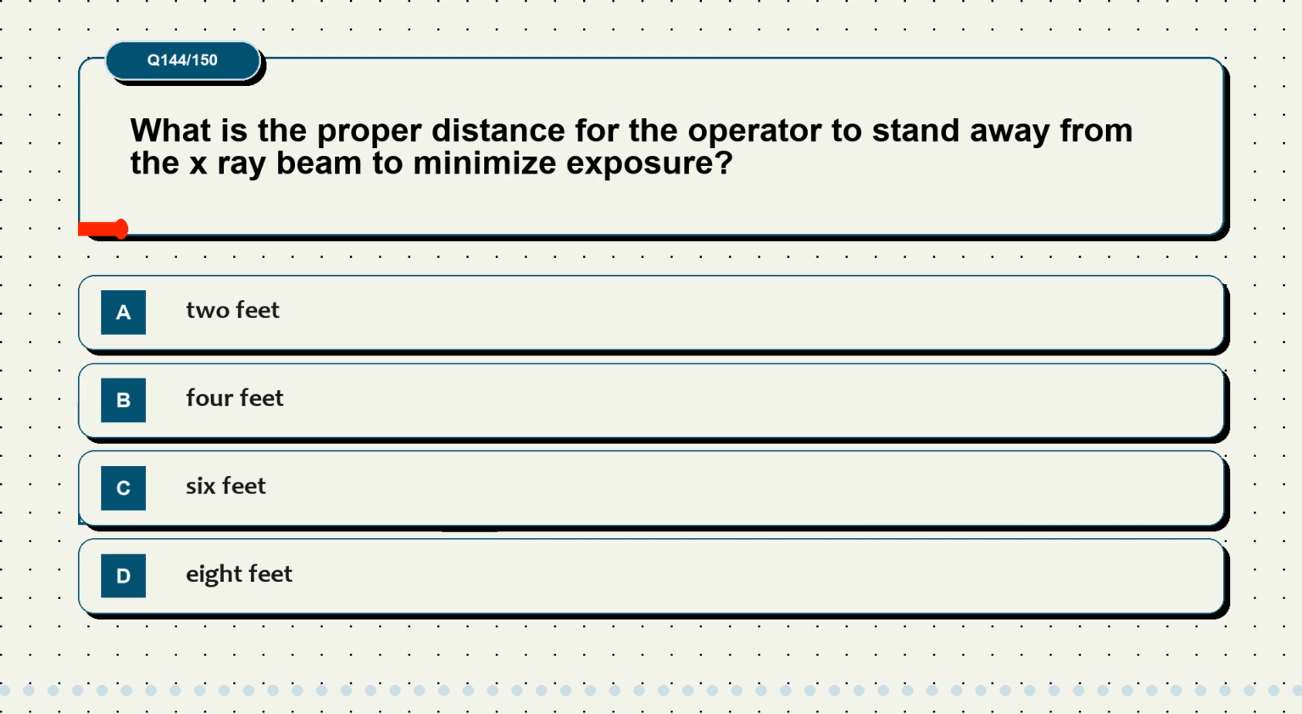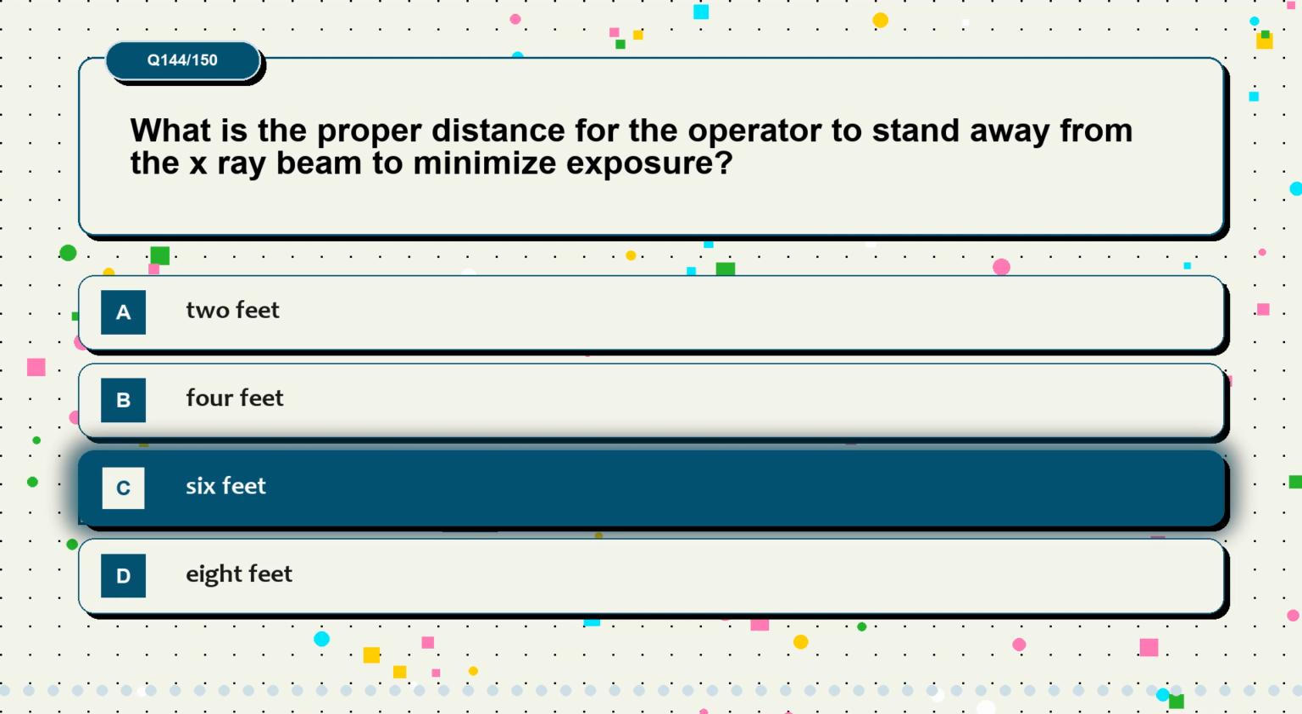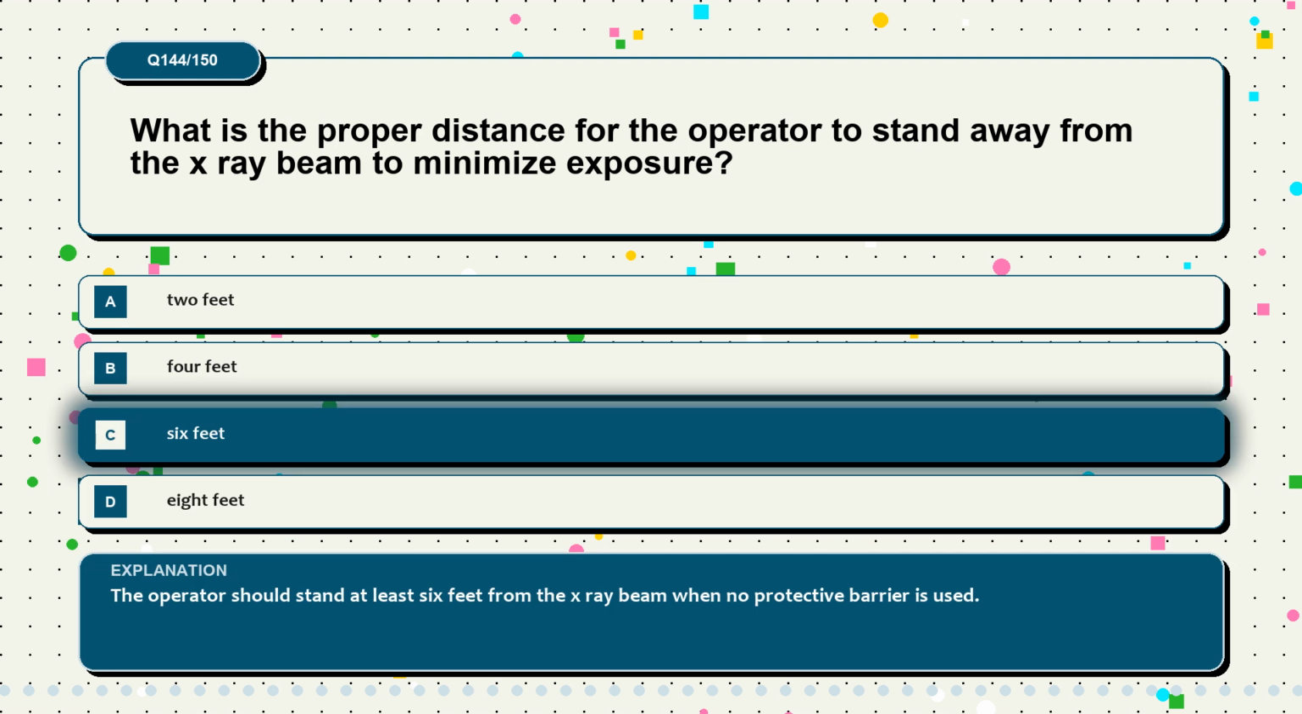Question 144. What is the proper distance for the operator to stand away from the X-ray beam to minimize exposure? Here are the options. Option A, 2 feet. Option B, 4 feet. Option C, 6 feet. Option D, 8 feet. The correct answer is option C. 6 feet. The operator should stand at least 6 feet from the X-ray beam when no protective barrier is used.